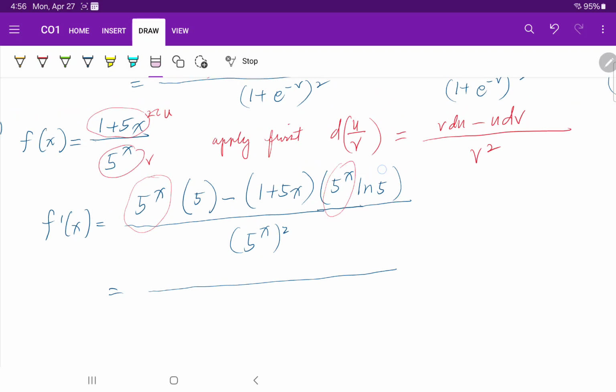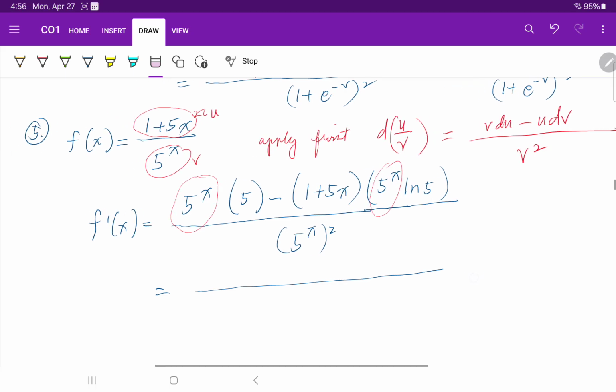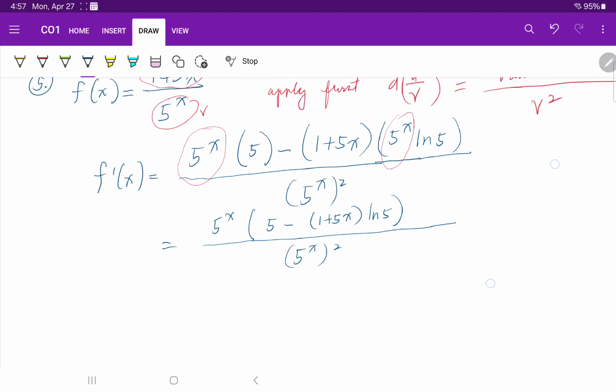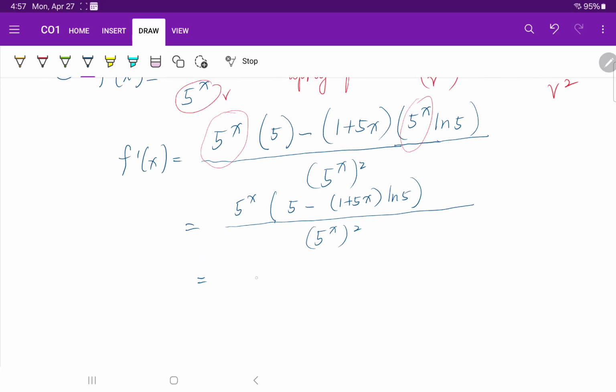Alright, let's remove this. Okay, so we first factor out 5 to the x. And so here, what's left is 5 minus what? 1 plus 5x times ln of 5. Because 5 to the x is out already. Divided by 5 to the x squared. So therefore, here, we can cancel 1 of 5 to the x.